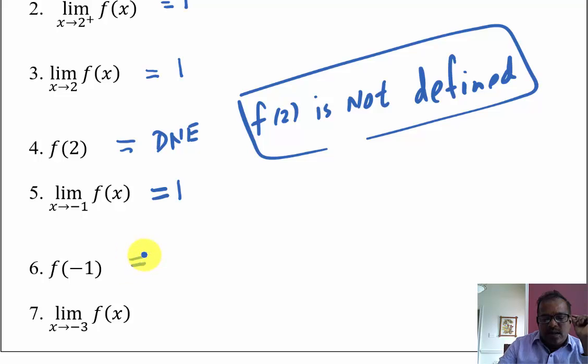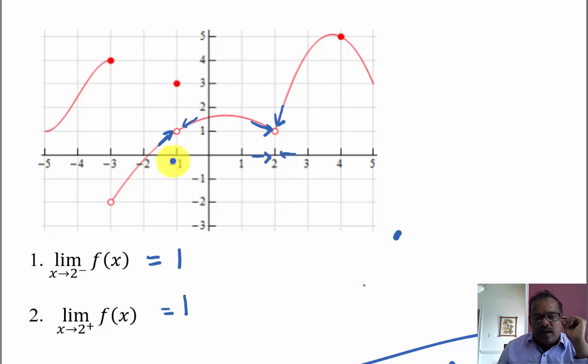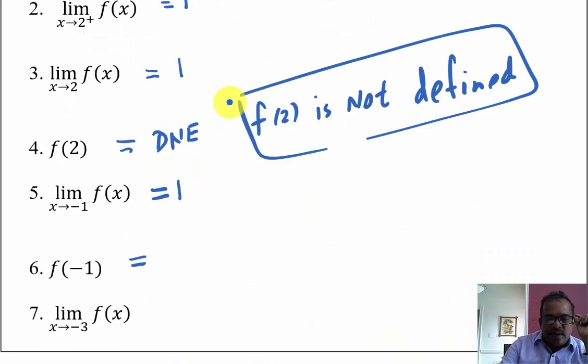And the next one is f of negative 1. As you see here, at negative 1, this is the point. So f of negative 1 is equal to 3.